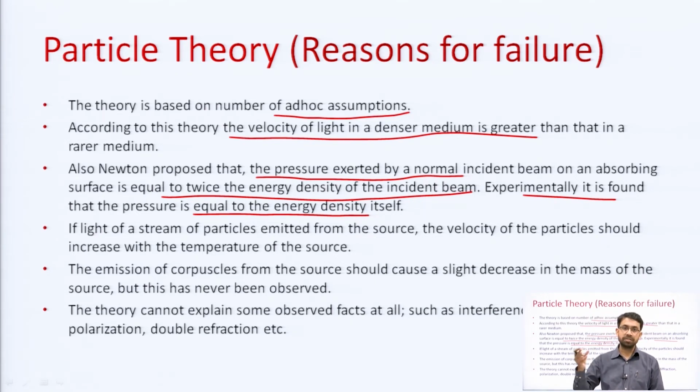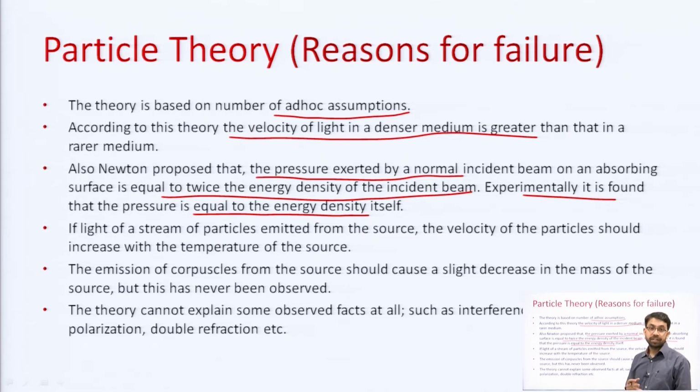The mass of that tube light or bulb does not change at all. So, if light is a particle, there should be a slight decrement in the mass of that light source. So, this is one more reason behind the failure of this theory.